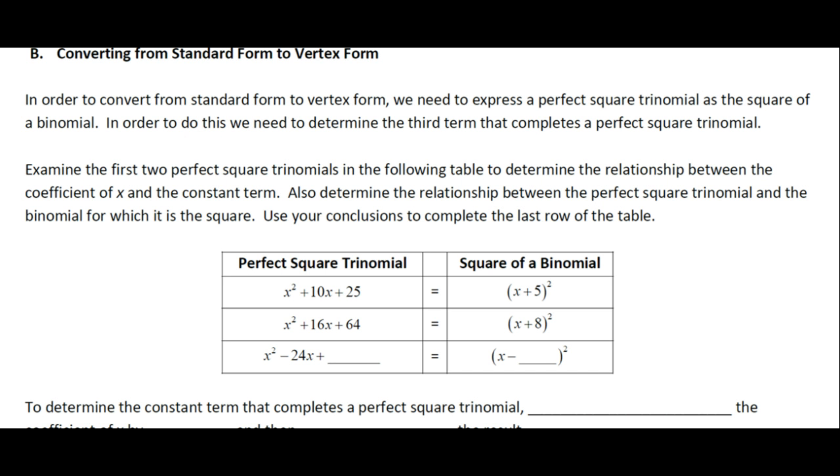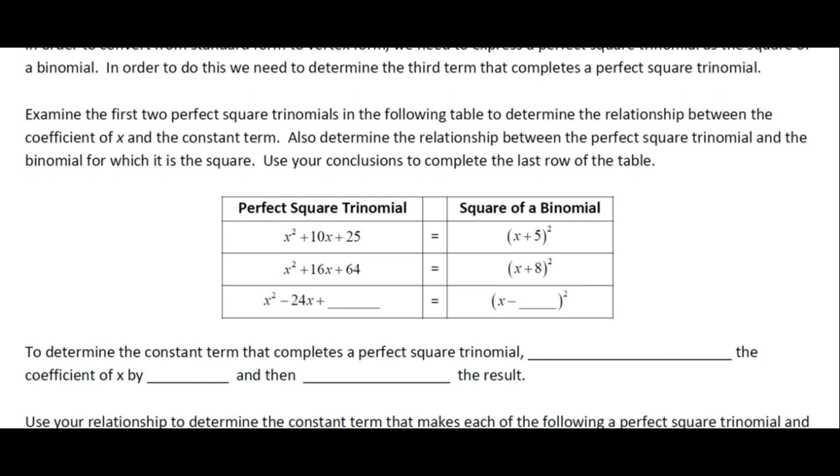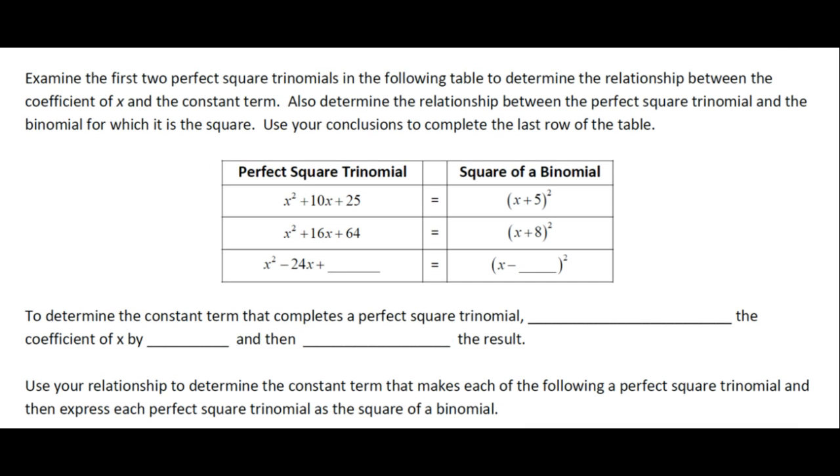In order to do this, we need to determine the third term that completes a perfect square trinomial. So really what we're kind of doing is working this backwards, right? Examine the first two perfect square trinomials in the following table to determine the relationship between the coefficient of x and the constant term. Also, determine the relationship between the perfect square trinomial and the binomial for which it's a square. Use your conclusions to complete the last row of the table.